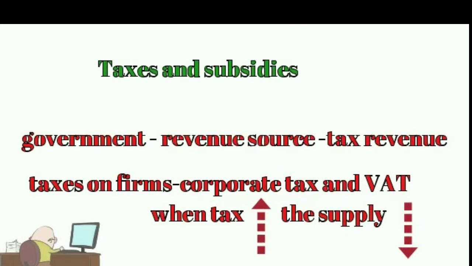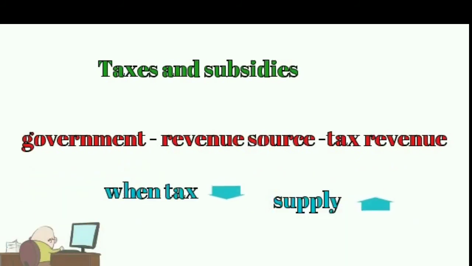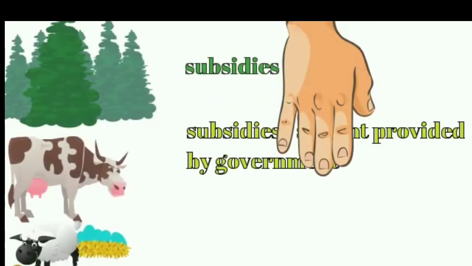So for example, earlier 50,000 is my profit, in that I am paying 5,000 as tax, but now I am paying 10,000 as tax. So I'll be having less amount to reinvest, so our supply is decreasing. But when the tax is going to decrease, our supply will be increasing. Yes, that will happen. So again the supply curve will shift towards the right.